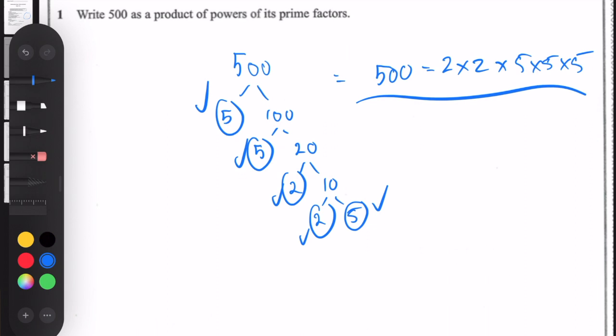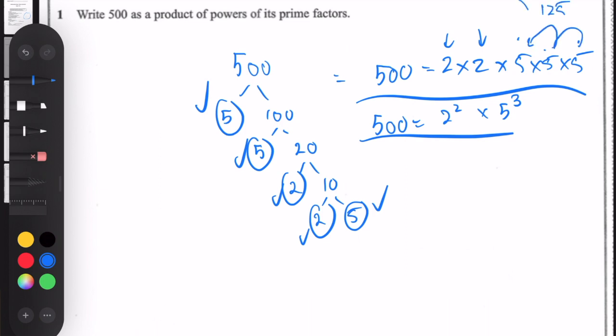You can do an index form. Sometimes they do ask you to do that. So I could do 500 equals, there are 2 2's, so 2 squared times 1, 2, 3, 5 cubed. And there we go. So I could leave it in either or. And when you multiply it back, you could say 5 times 5 times 5 is 125. 125 times 2 for 250. 250 times 2 for 500. And it takes you back to the starting point. Nice easy one for 3 marks.